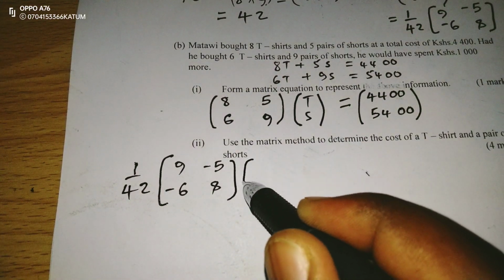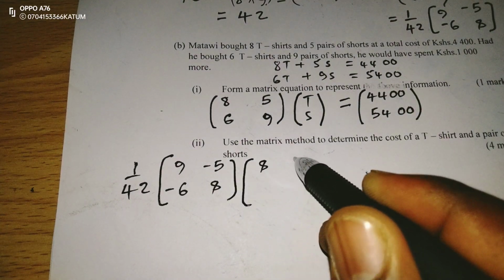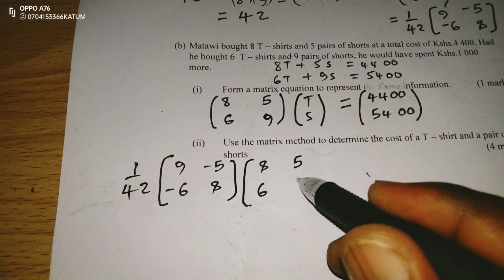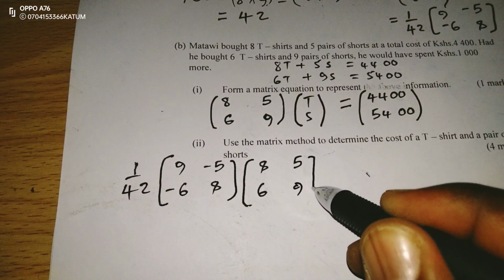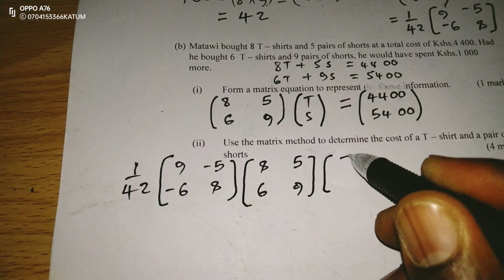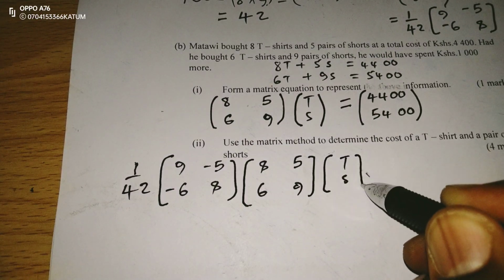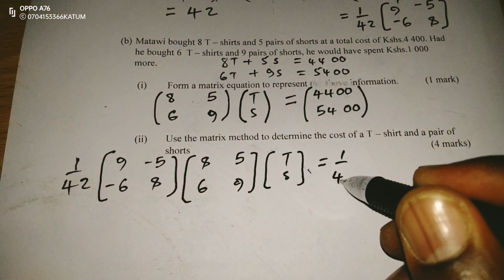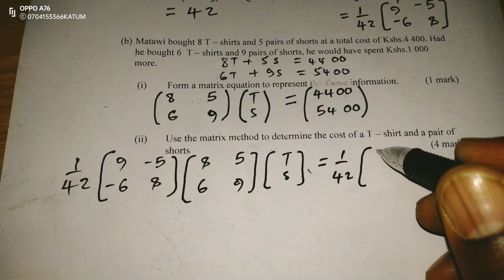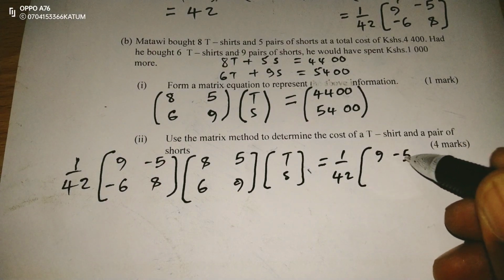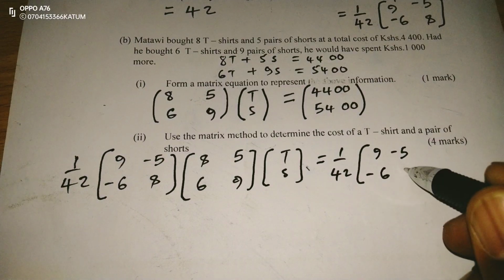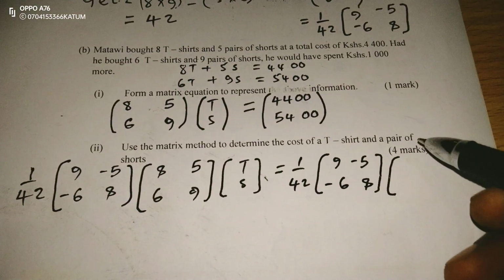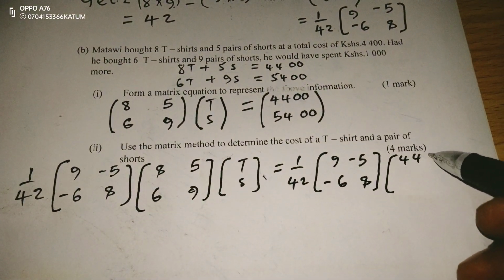Then we multiply this by 8, 5, 6, 9. Then we have the variables T and S. This will be equal to, on the other side, we begin with 1 over 42 into 9, negative 5, negative 6, 8. Then this side we already have 4400, 5400.